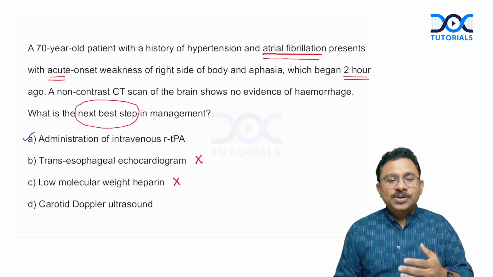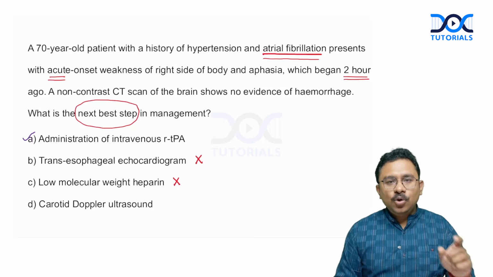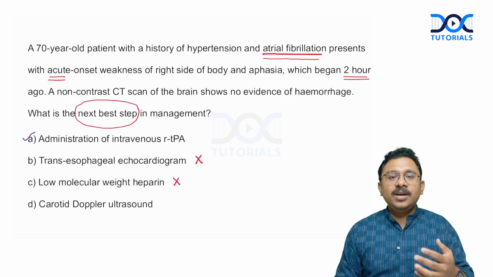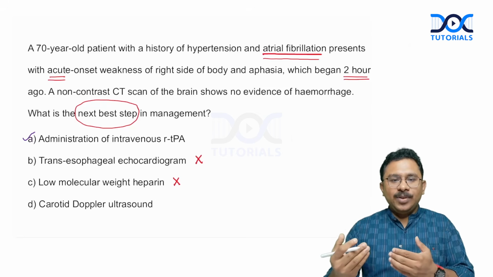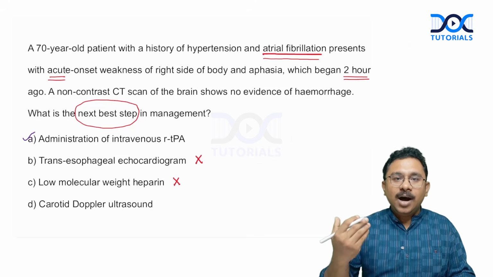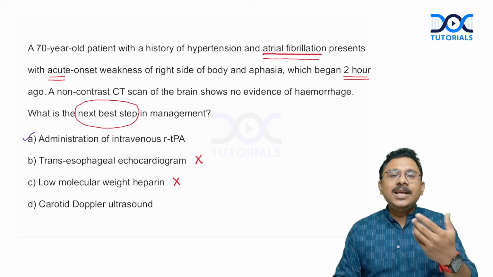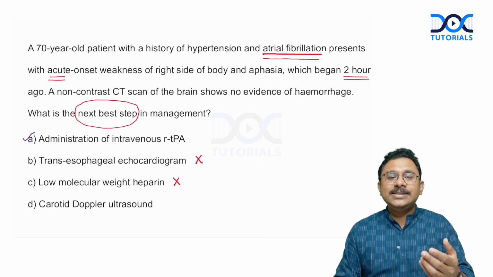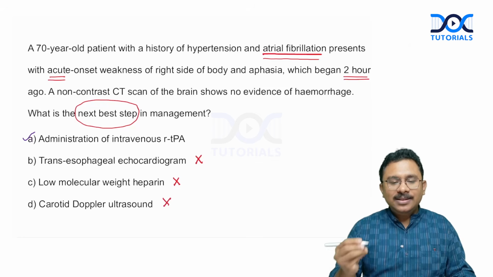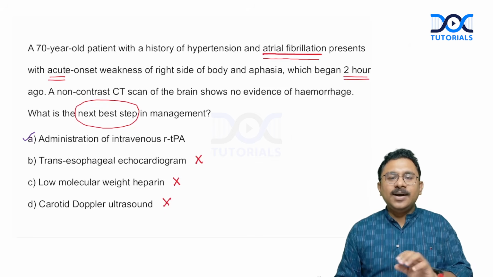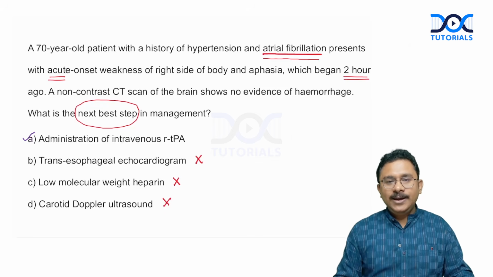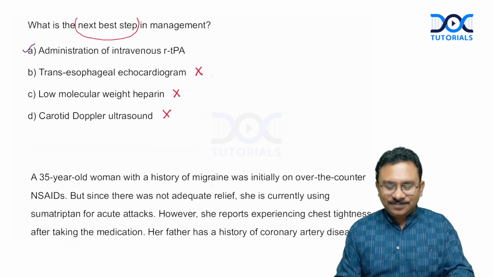Coming to the next option, carotid Doppler ultrasound. The utility of carotid Doppler ultrasound in the evaluation of stroke is to look for a carotid stenosis due to a significant atherosclerosis. But that again is mostly for deciding whether the patient needs a carotid endarterectomy or a carotid artery stenting, which is again for the secondary prophylaxis. Again, it does not influence the acute management. So I'm eliminating that option as well. So what is going to be the answer for this question? Option A, right? Okay, let's proceed to the next question.